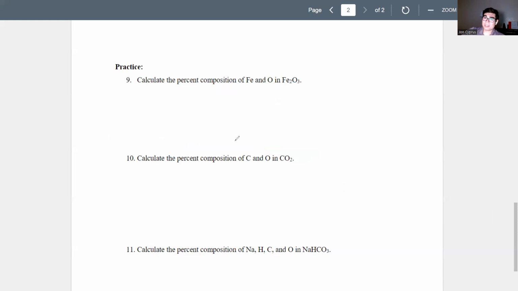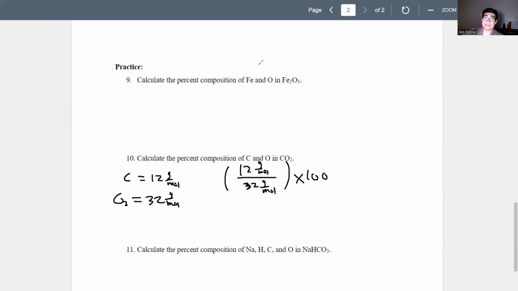So for the percent composition of carbon and oxygen in CO2, I'm just going to do the same thing. This one will be a little bit faster. So carbon is 12 grams per mole. We only have one. For the oxygen, we have two oxygens, right? So this is 32 grams per mole, 16 plus 16. The percent composition of carbon, I'm going to do 12 grams per mole divided by 32 grams per mole times 100%.